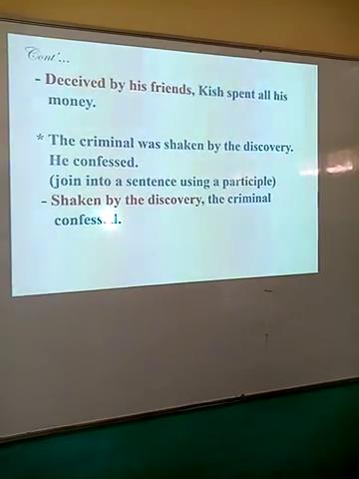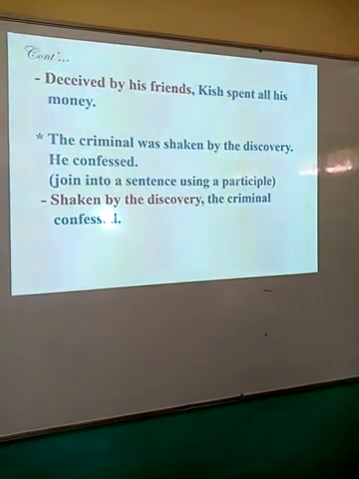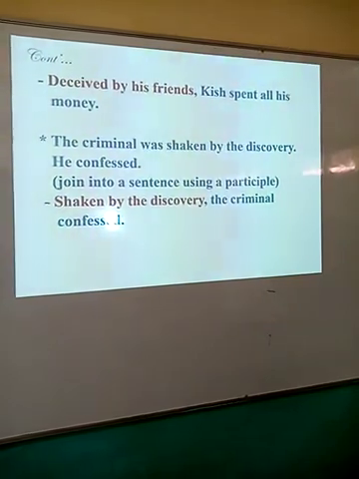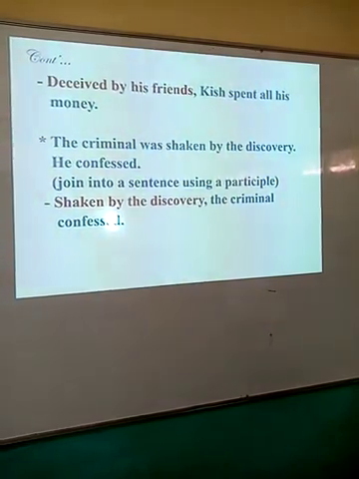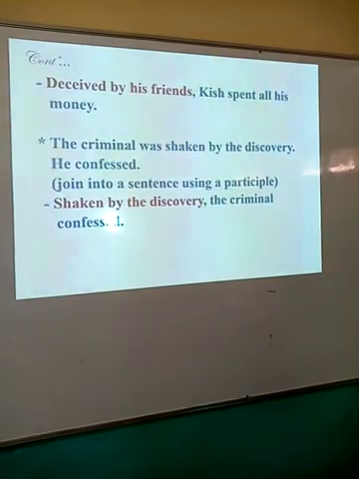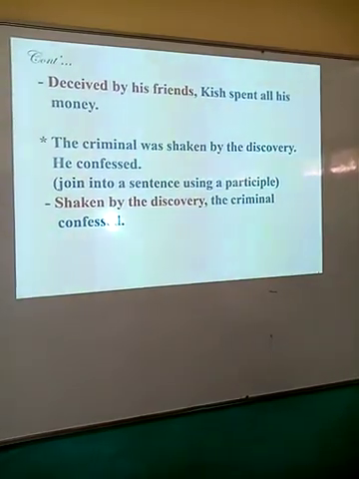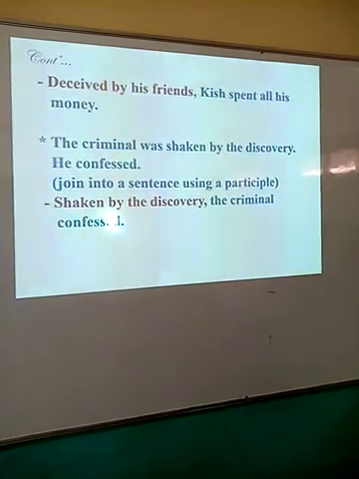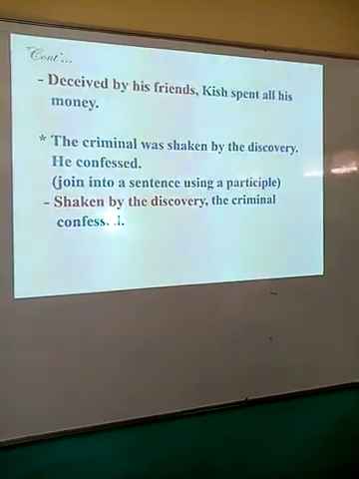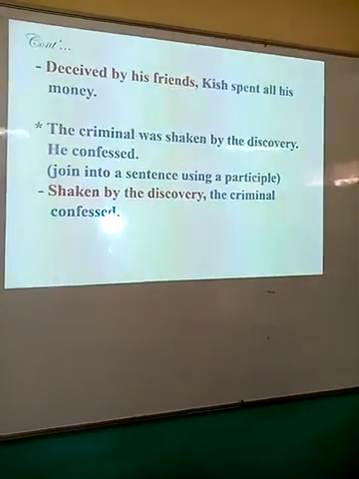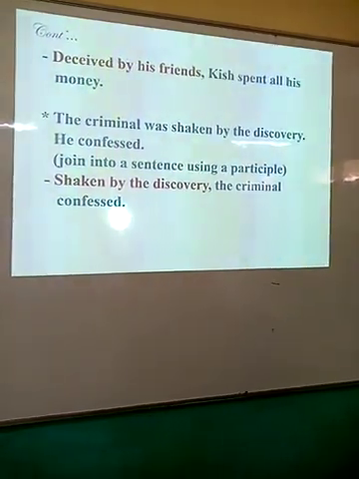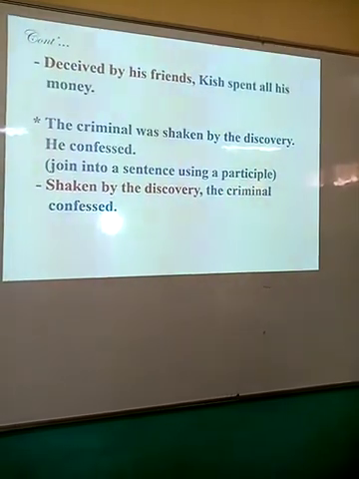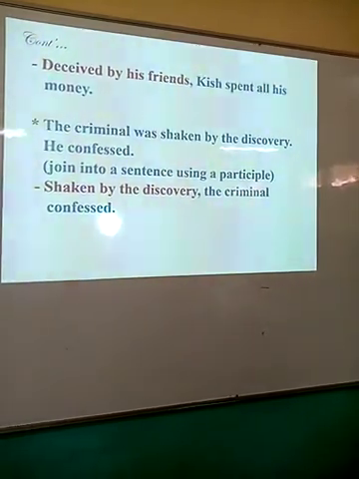The criminal was shaken by the discovery. He confessed. Join those sentences using a participle again. Maybe particularly we have said a past participle. Then it will be: shaken by the discovery, the criminal confessed. Let's look keenly at that participle. The criminal was shaken by the discovery. We have picked the main verb in the first sentence, shaken, and we have started by it.